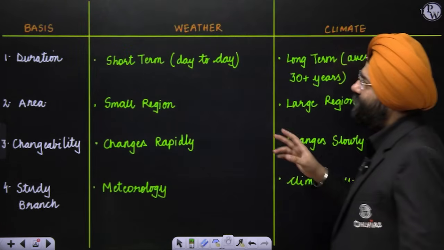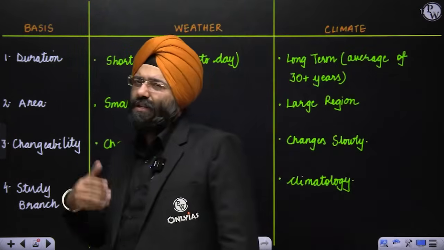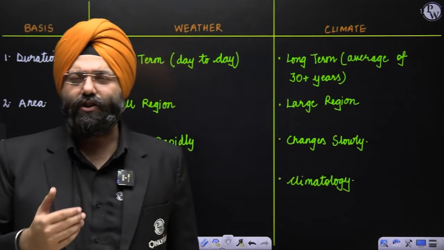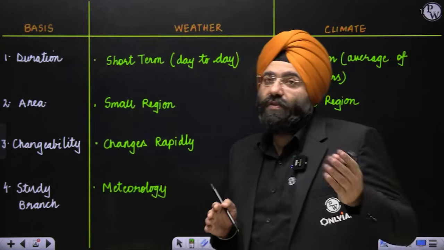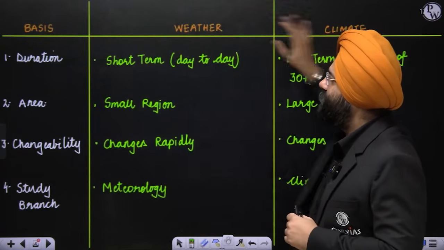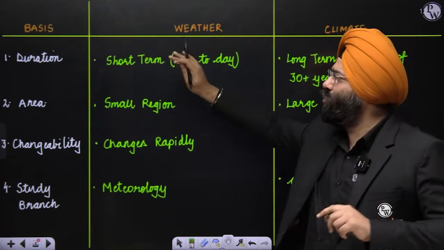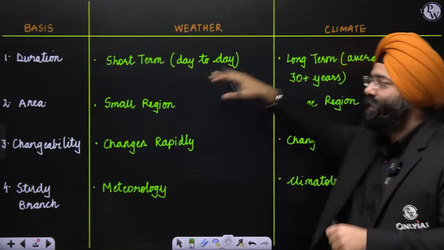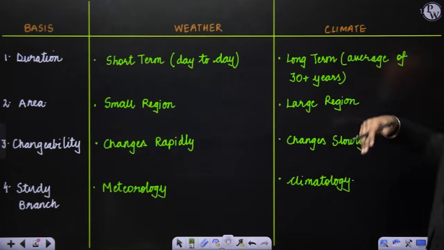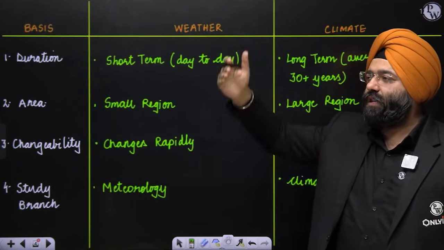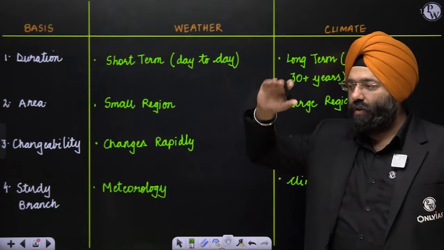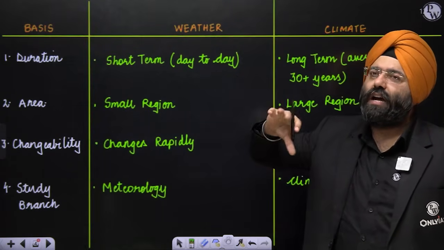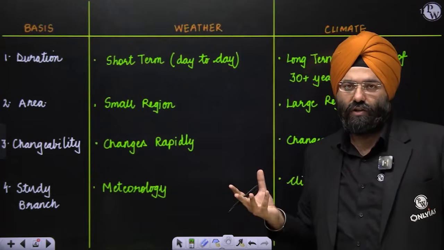Now, let us see weather and climate. What are the differences? See, we've already studied the definition. Having studied the definition, you should be aware of what the differences are. Now, let us say this is weather, this is climate. Now, I told you duration: it is short term, day-to-day changes that are taking place. This is long term, on an average 30 plus years is taken. In 30 years, what are the general weather conditions present on a day-to-day basis in a particular region, and based on that, you decipher the climate of a particular region.